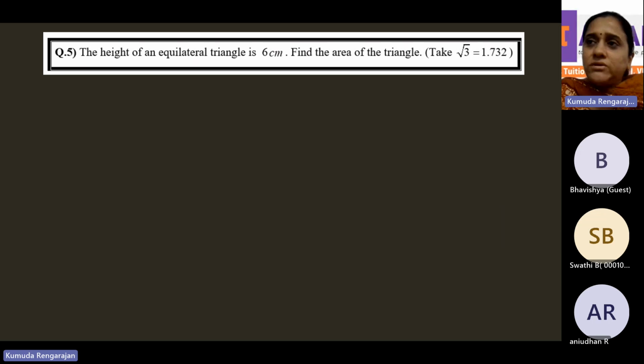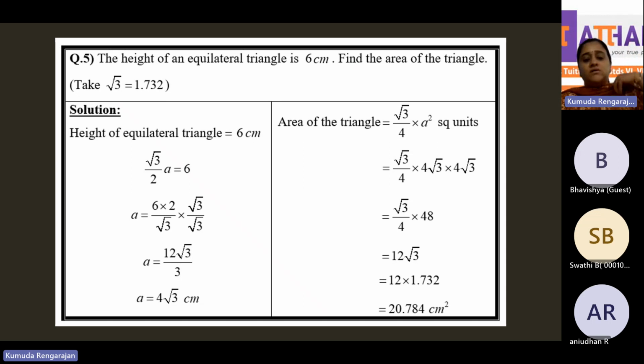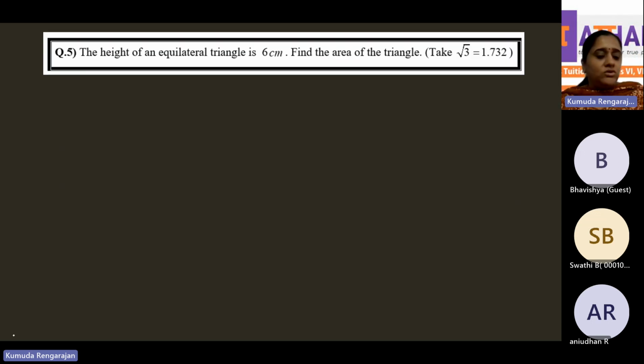Niveda, you haven't finished the earlier one? The height of an equilateral triangle is 6 centimeters. We know that in this triangle, all the 3 sides are equal. Okay, the height is 6 centimeters. Given this, you should find the area of the triangle. Okay, so now you need to know these two formulae. Altitude, make a note of it. Write down the question first and then say note.